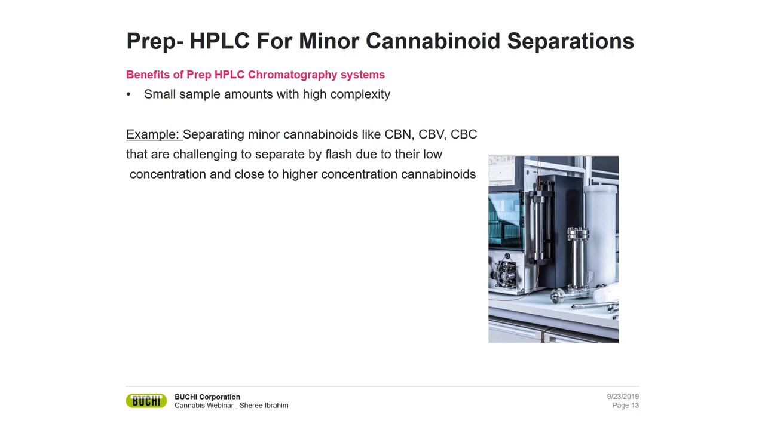Büchi also offers a Prep HPLC chromatography system. This is an excellent system to separate small sample amounts with high complexity. For example, separation of minor cannabinoids such as CBN, CBV, and CBC can be challenging to separate by flash because they're low concentration and close to higher concentration cannabinoids. In this situation, I'd highly recommend the Prep HPLC to achieve successful purification of minor cannabinoids that cannot be achieved on flash chromatography systems.